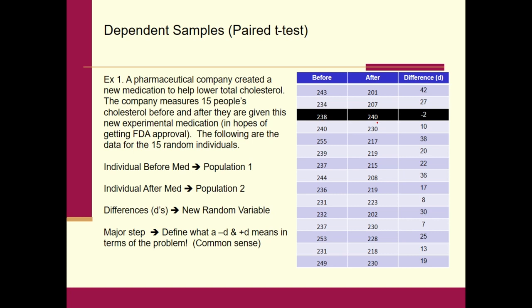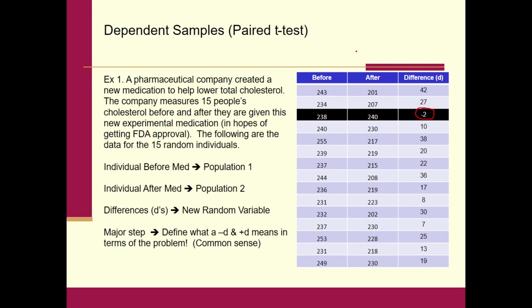And so was the pill effective here? Was the pill effective in lowering cholesterol? Which way did the cholesterol go? It actually went up. And what did that do as far as the difference column? It actually created a negative. Okay? And so a negative D means that the pill was not effective.